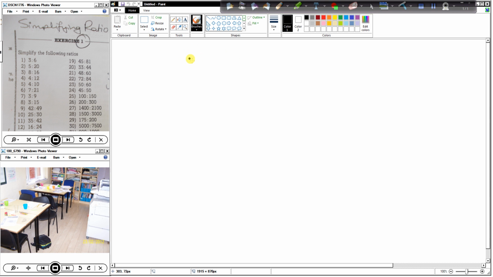We are looking at simplifying ratios. This is your title, you should be writing it down into your books with the date.